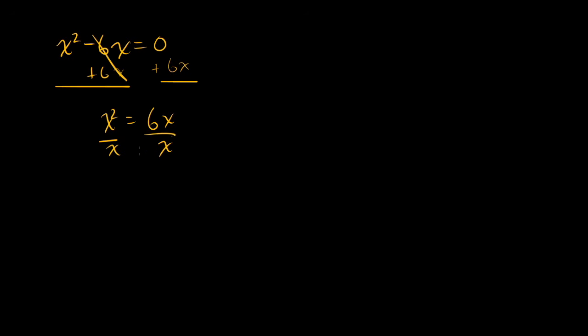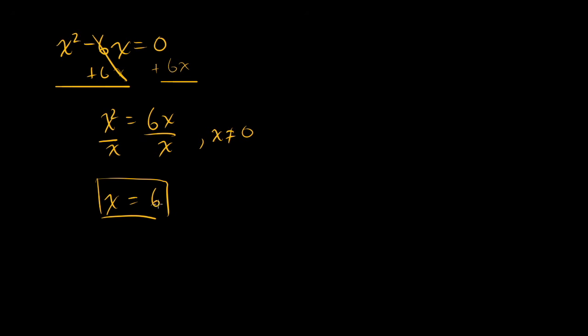When you're dividing both sides by x, you have to assume that x cannot be equal to 0. So x cannot be equal to 0, because if you divided by an x that is 0, this would be undefined. But if x is not equal to 0, you could keep moving. x squared divided by x would be x. 6x divided by x would be 6. And you would get x equals 6.